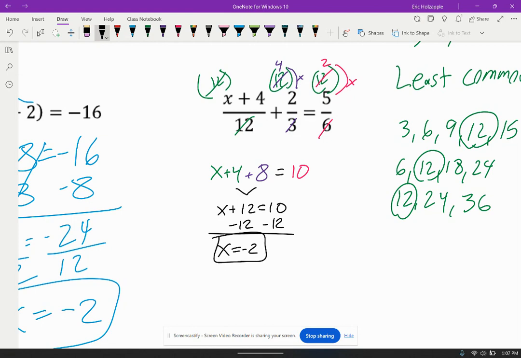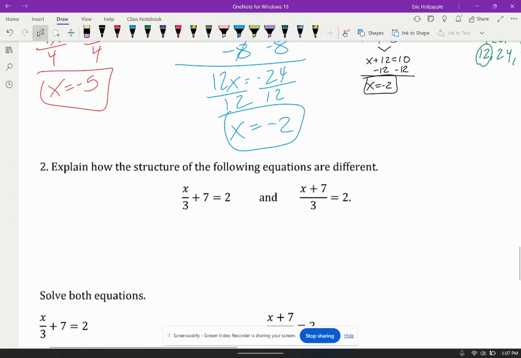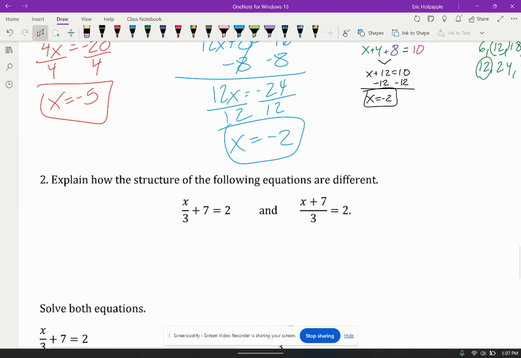So definitely a more challenging start to this problem, but once we get rid of our fractions, it becomes on the same level as all the others that we've done. In number 2, we're going to explain how the structure of the following equations are different, and hopefully we are focusing on the difference between these pieces. So there's a very big difference noticeably in that 7, okay?